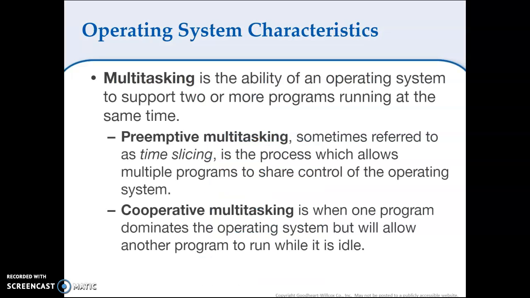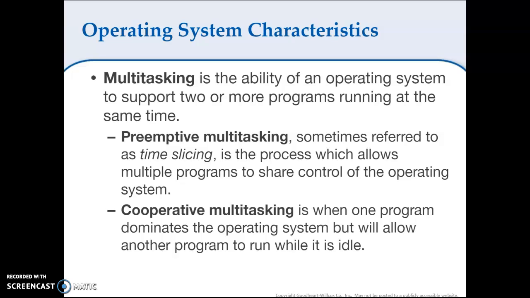Now, there are 4 different characteristics involved with any operating system, no matter what type it is. The first characteristic is data processing, or processing data. Data is processed through a number of different tactics, one being multitasking. This is the ability of an operating system to support 2 or more programs running at the same time. So maybe you're checking email and you're also searching the internet at the same time. Multitasking within the operating system allows the user to do that.